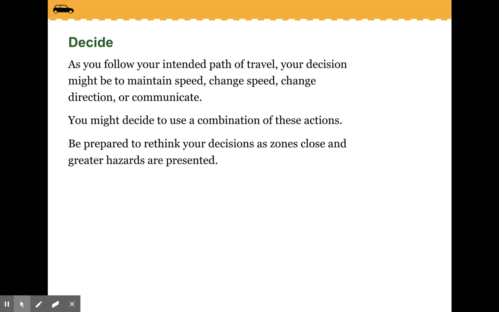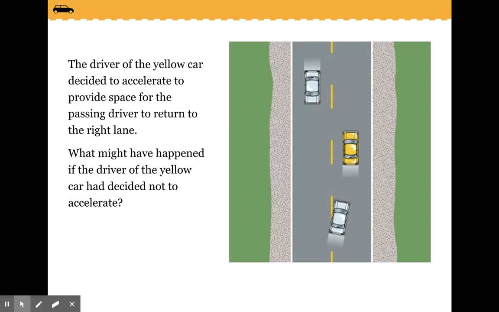Decide. As you follow your intended path of travel, your decision must be to maintain speed, change direction, or communicate. You might decide to use a combination of these actions. Be prepared to rethink your decisions as zones close and greater hazards are presented. Look at the picture. The driver of the yellow car decided to accelerate to provide space for the passing driver to return to the right lane. What might have happened if the driver of the yellow car had decided not to speed up?